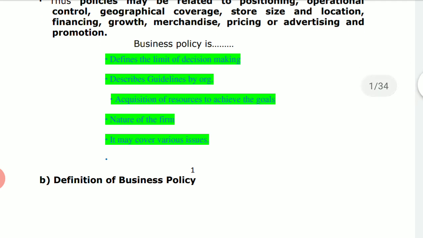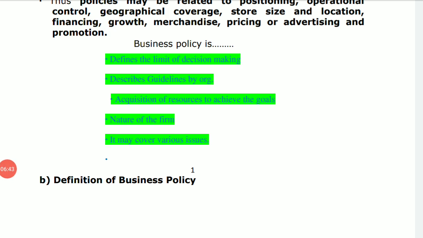Policy is what? It defines the limit of decision making, number 1. Number 2, it describes the guidelines by the organization. Number 3, it helps in the acquisition of the resources to achieve the goals. Number 4, the nature of the firm, what the firm is and how it works, right? And number 5, it may cover various issues. That means if you want to understand business policy, just with these 5 points it will be clear.